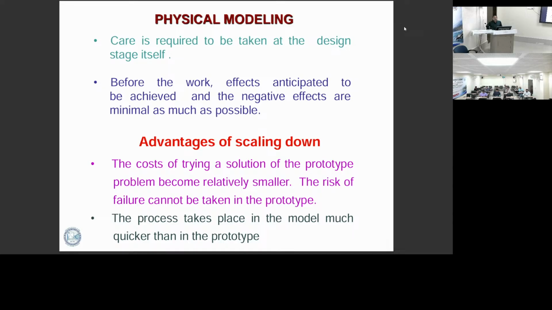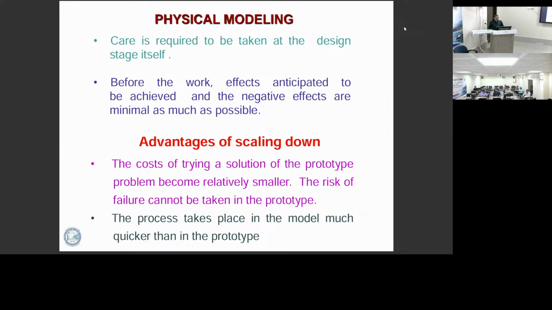The advantage of scaling down, as I told you earlier: big projects require 1,000 to 10,000 crores. In such cases, the model construction may be 0.01% of that cost. So you can have a model at a lower cost, instead of the risk of constructing a faulty design at the site. Instead of that, you can have a physical model with a small amount of the total cost. That is one advantage of scaling down.